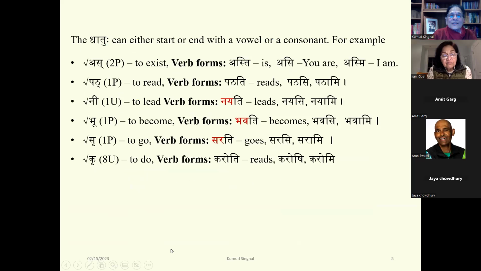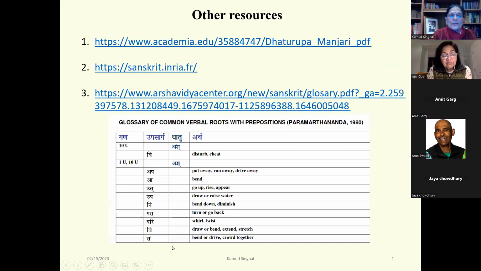That's why, if you really want to go into this, this document by Swami Paramarthananda, I find it very useful. It has, for example, ut, to go up, rise, appear.